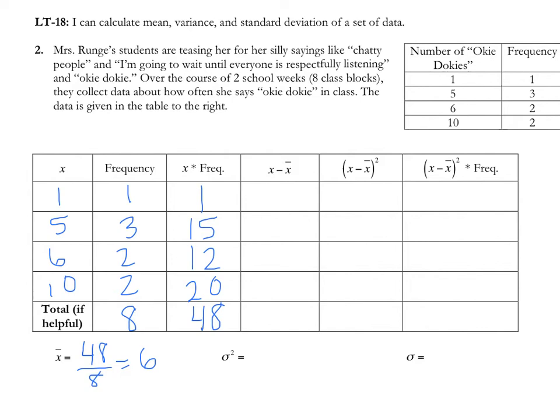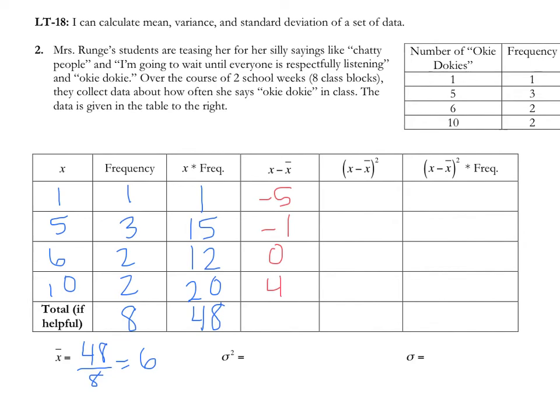So let's fill in the rest of the table. In this column, we want to take the x values and subtract off the mean. So first we have 1 minus the mean. So we would get -5. Then we have 5 minus 6. That would give us -1. Then we have 6 minus 6. That would give us 0. And 10 minus 6. That would give us 4.